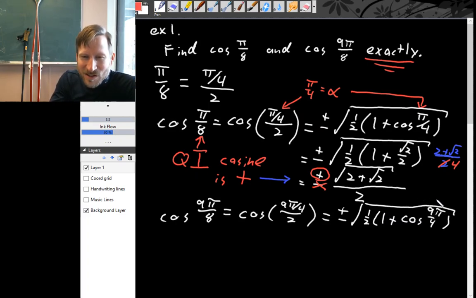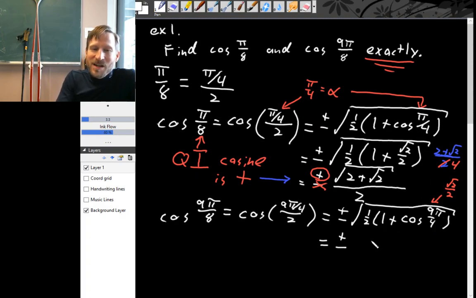Okay, and just like last time, cosine 9 pi over 4 is the square root of 2 over 2. So this is plus or minus. Now this whole square root looks exactly like last time because the cosine part, 9 pi over 4, is square root of 2 over 2, just like it was last time. So we can do all that algebra to simplify the result. It's the square root of 2 plus root 2 over 2. But again, we have to choose the appropriate sign here.